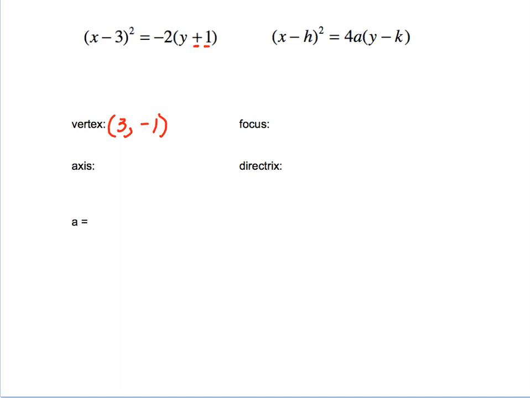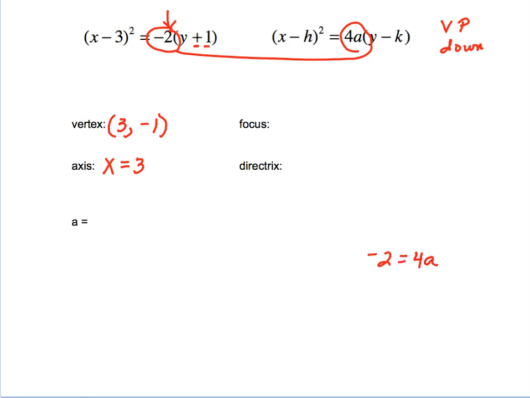Also, let's go back. Because it's x squared, this is a vertical parabola. Also, because this value here is negative, I know that my parabola is going to face down. Now the axis of symmetry, very easy. It comes directly from the vertex, x equals 3. Now to get our a, we're going to take this negative 2 and set it equal to 4a. So negative 2 equal to 4a. Divide both sides by 4 and reduce your fraction. A is negative 1/2.